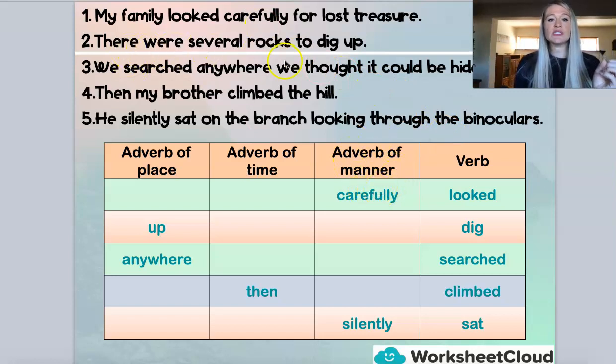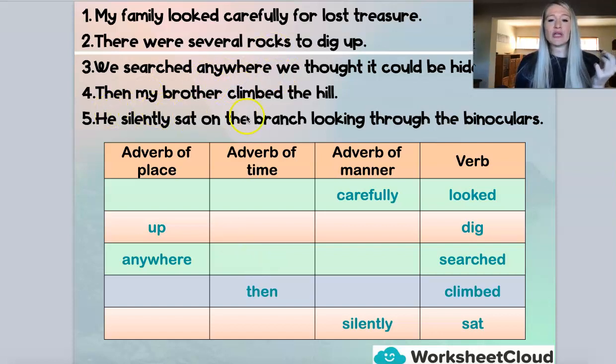Okay, number 2, there were several rocks to dig up. So my verb is dig. And what did it describe, how they digged or dug? Did it just tell me when they dug something up, or did it give me a place? They dug it up. Okay, so it's an adverb of place. Then the third one, we searched anywhere we thought it could be hidden. So the verb in the sentence would be searched. And it didn't describe how they searched. They didn't describe when they searched, but they described where they searched, and they searched anywhere.